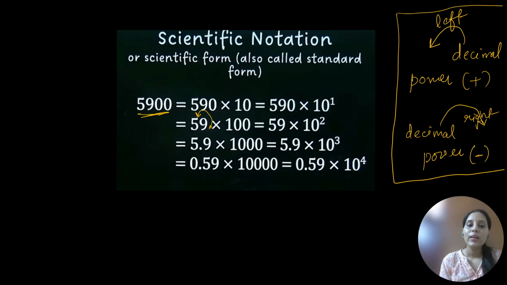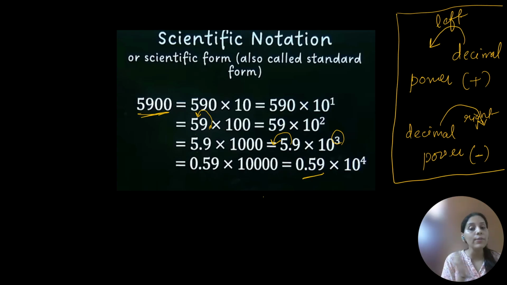Now here, my decimal is here. Now it's 5.9 into 10 cube. Now if I take this decimal one step towards left, the decimal will be 0.59. So this will become 10 power 4. It becomes positive power.